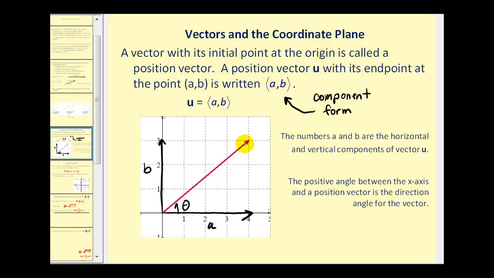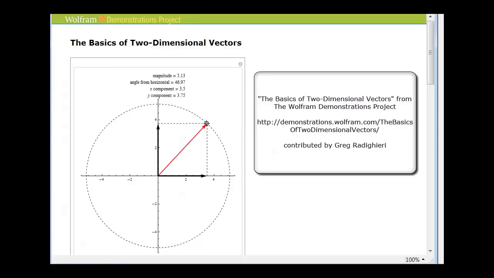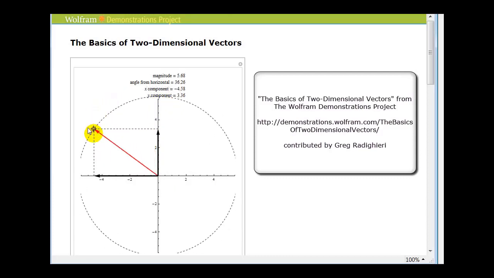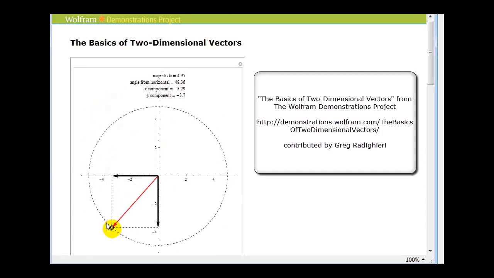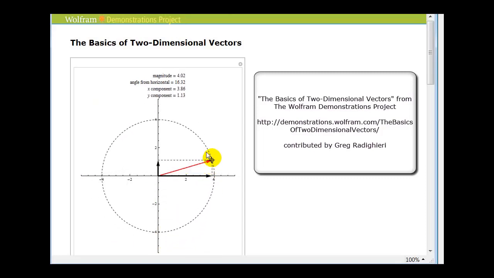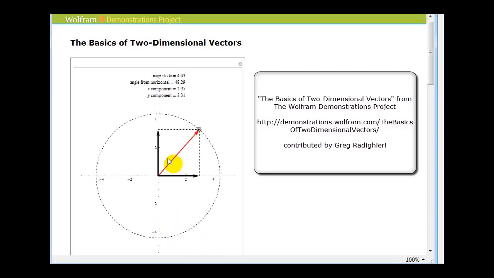Let's take a look at this another way. Here we see a vector in red with its horizontal and vertical components in black. As we change the vector, the horizontal and vertical components also change. Again, this would be theta here, and the length of this red vector would be its magnitude.